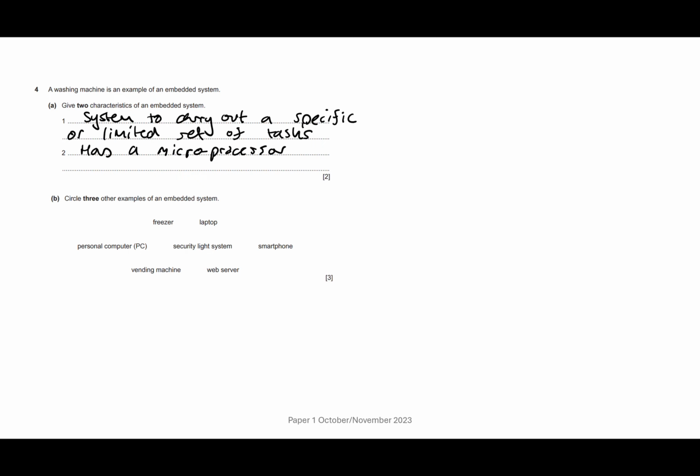Okay, circle 3 other examples of embedded systems. So we've said an embedded system is a device that has a microprocessor built into it, and it's designed to carry out its task over and over and over again, and it carries out a specific task. So if we look at these, let's rule some out. So a laptop isn't designed to do a specific task. It can do many different things.